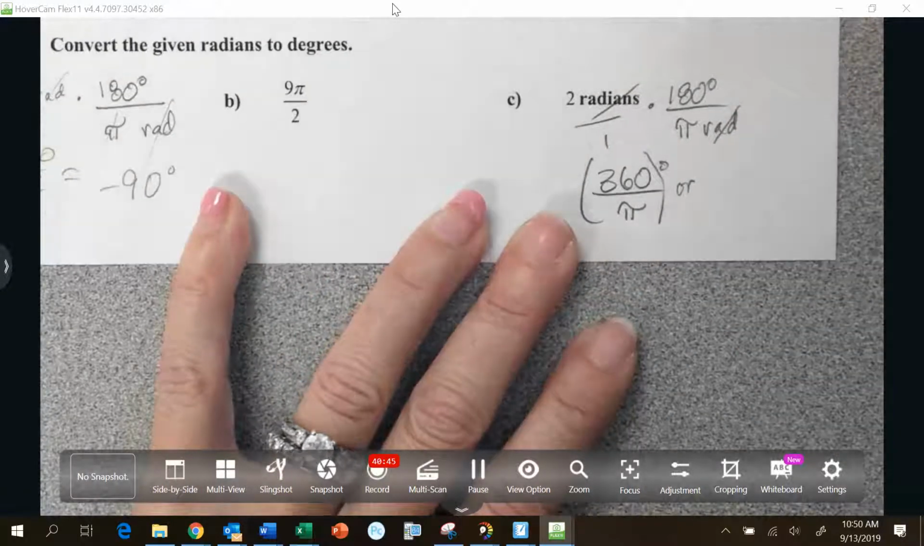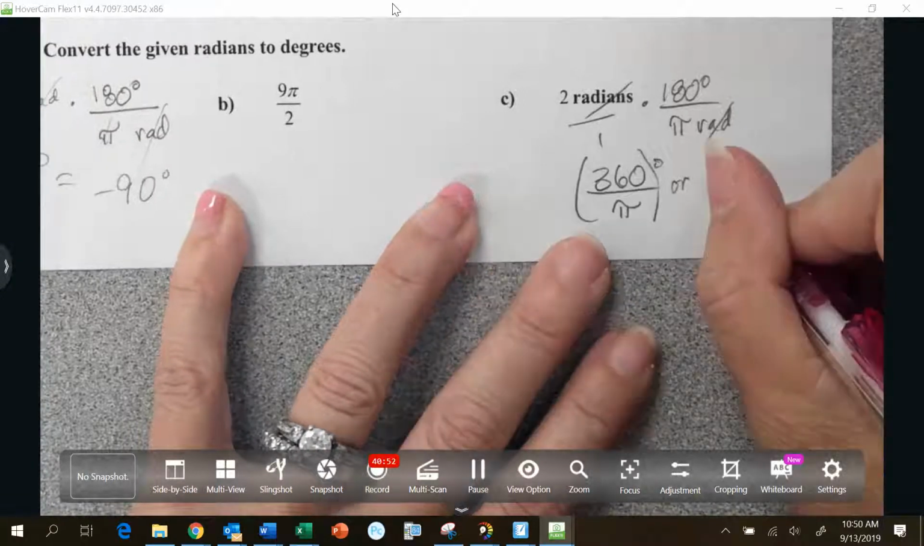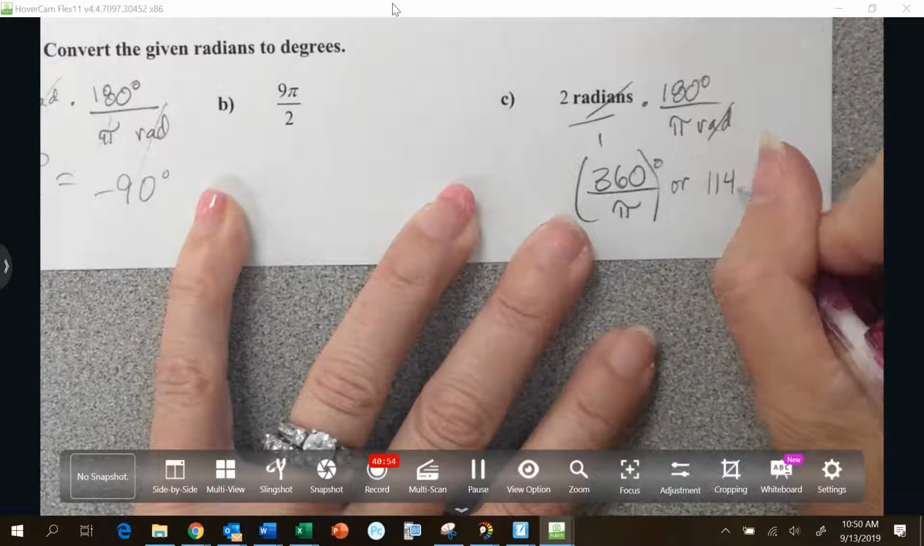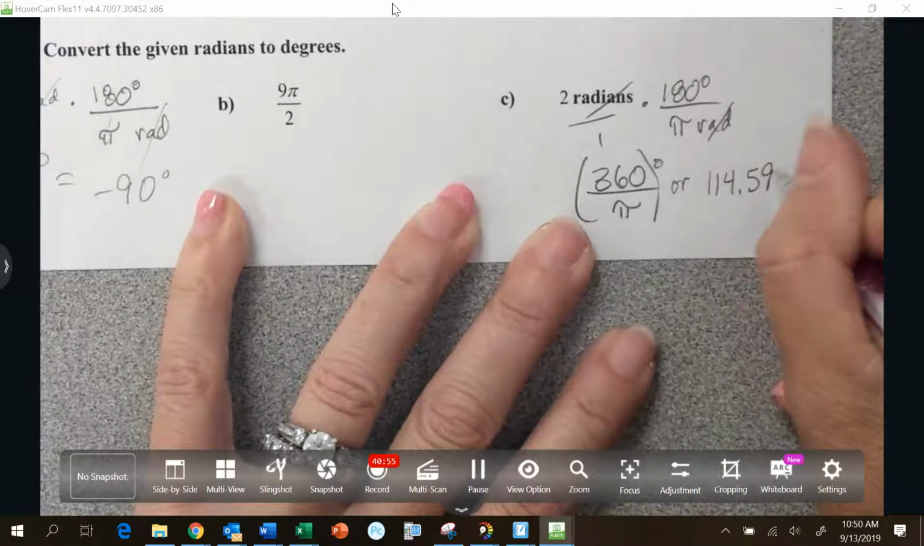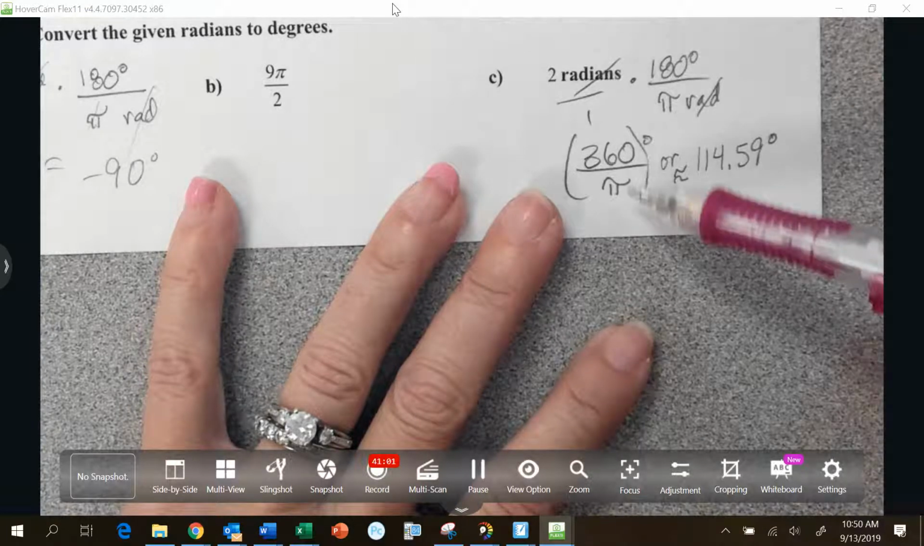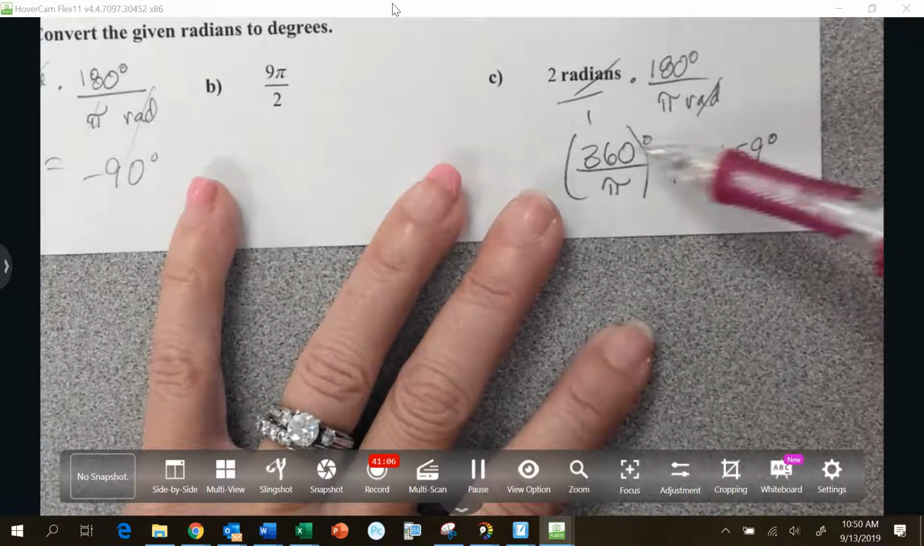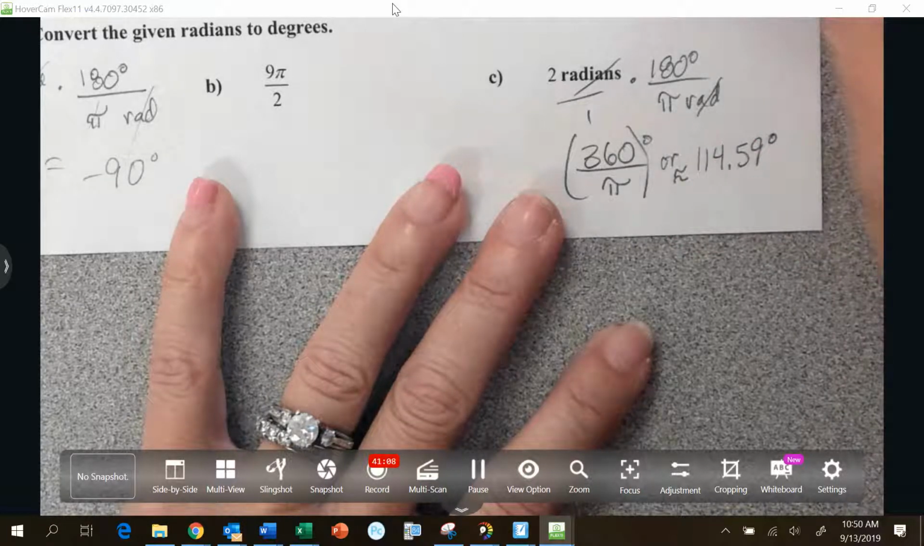But if you did want to find a decimal, then you would just divide by pi in your calculator. Approximation, that's a rounded answer. Okay, but just because it has a pi in it does not mean it's radians. Okay? That just has to do with converting it. It's the degree symbol that tells you that it's degrees, or the lack of that tells you.